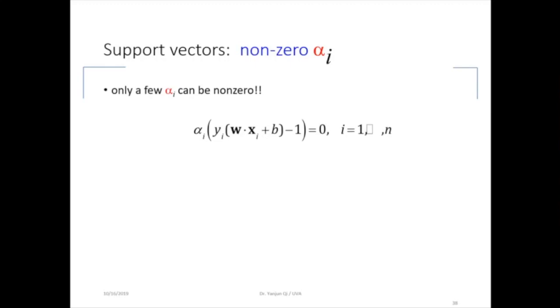So from the primal to the dual, you actually need to guarantee this formulation. You can derive it. I'm not going to derive this, but feel free to check out my extra slides. So for every i, which means for every training sample, I need to guarantee alpha i times yi times (W transpose x plus b minus 1) equals 0. So what does this mean?